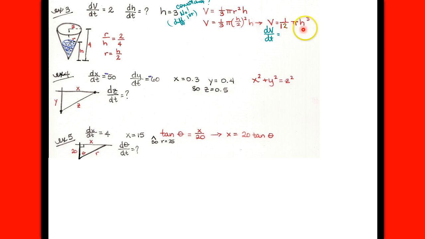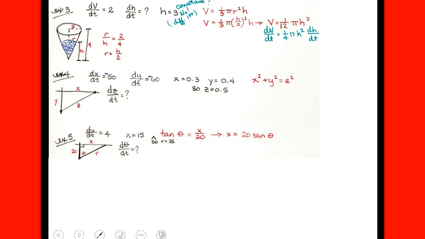So if you had 5h cubed, you'd get 3 times 5h squared. So same idea. We're going to get 3 times 1/12 pi times h squared. So 3 times 1/12 would give us 3/12 or 1/4. And then h was not in terms of t, so we have to leave a dh/dt in there.